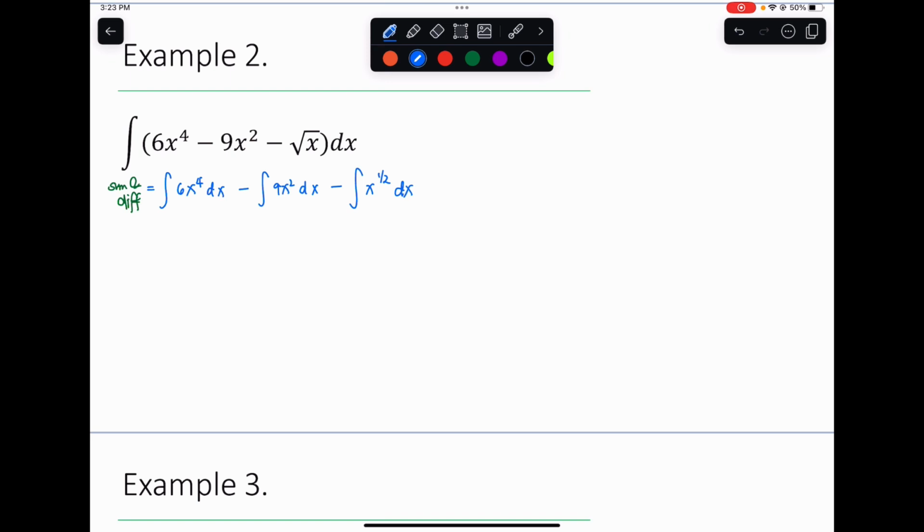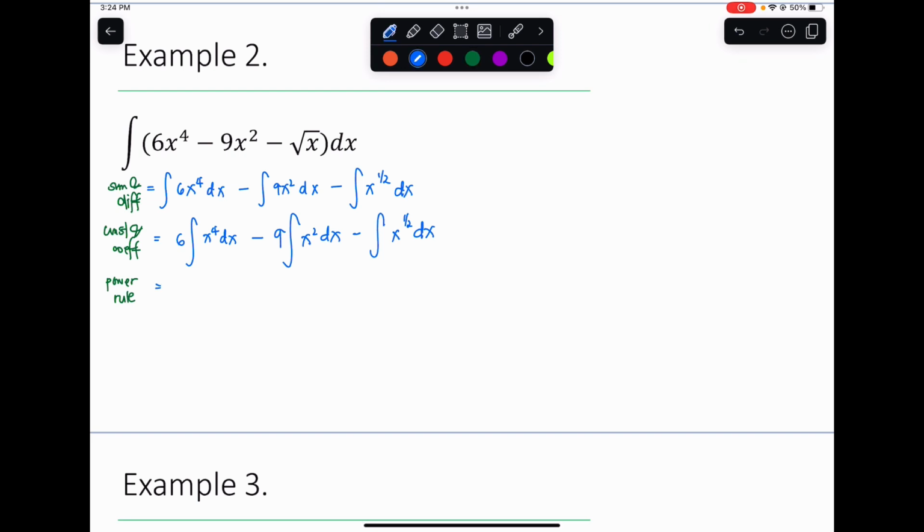Then once we are done, we can either use the constant and the coefficient rule. So we can move out. Since these are the first 2 examples, we'll be doing it step by step. But as we proceed, we do it right away, so the solution won't be long. So 6, the integral of x to the 4th dx, then minus 9, integral of x squared dx, then minus the integral of x raised to 1/2 dx.